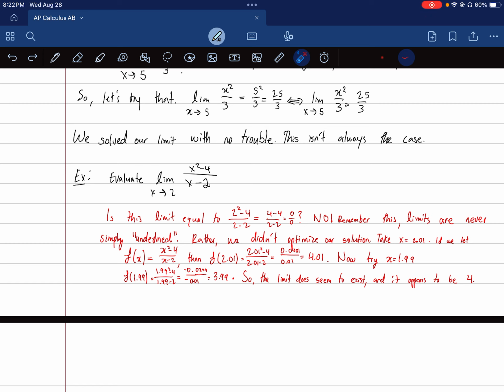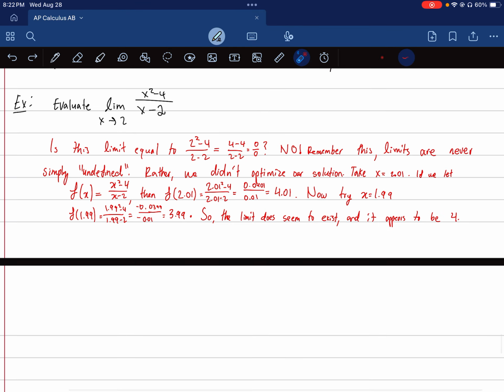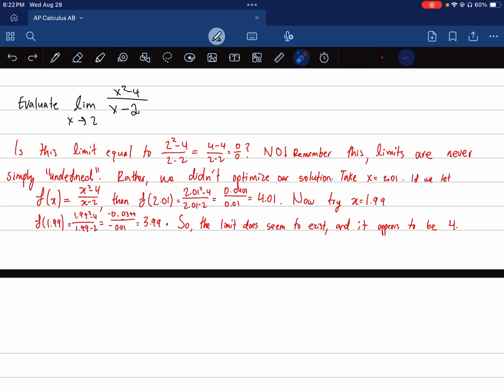Rather, we didn't optimize our solution. We can optimize this. We can make it better. You don't believe me? Let's take a look. Take x equals 2.01. If we let f of x equal the following, then f of 2.01 is 4.01. Now let's try f of 1.99. This is equal to 3.99. So the limit actually does seem to exist, and it appears to be 4.